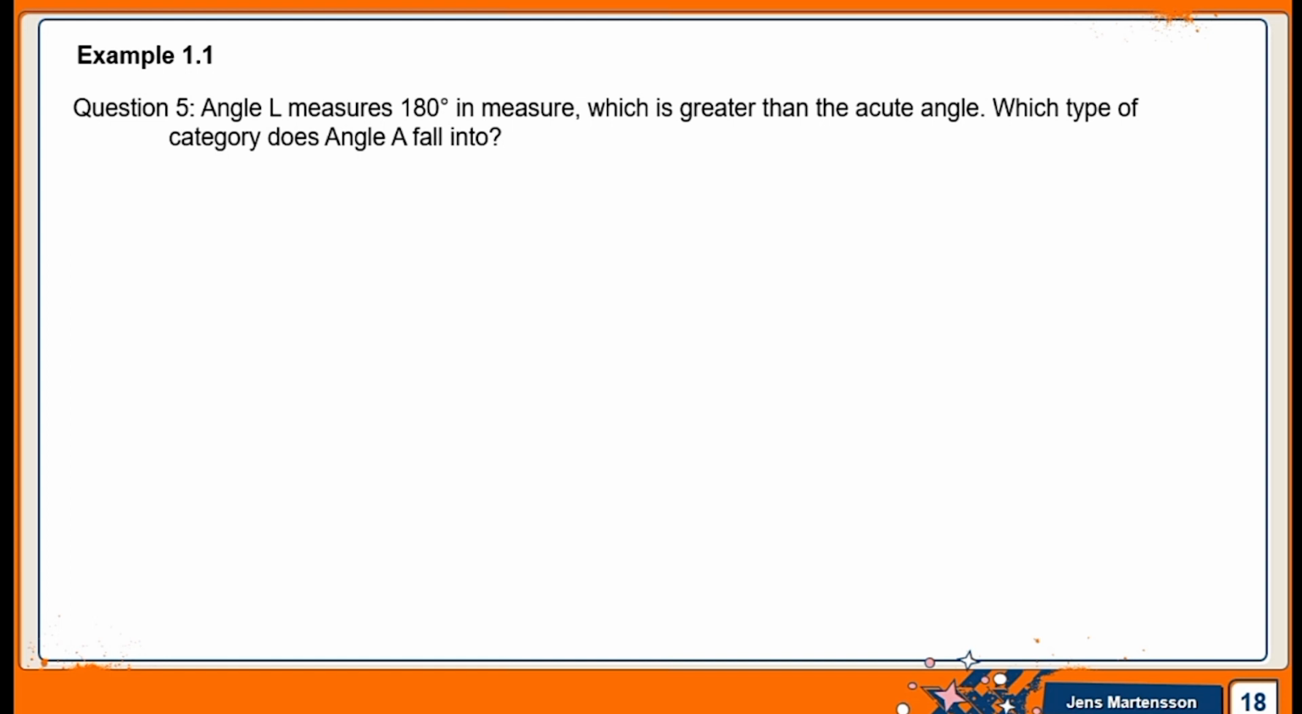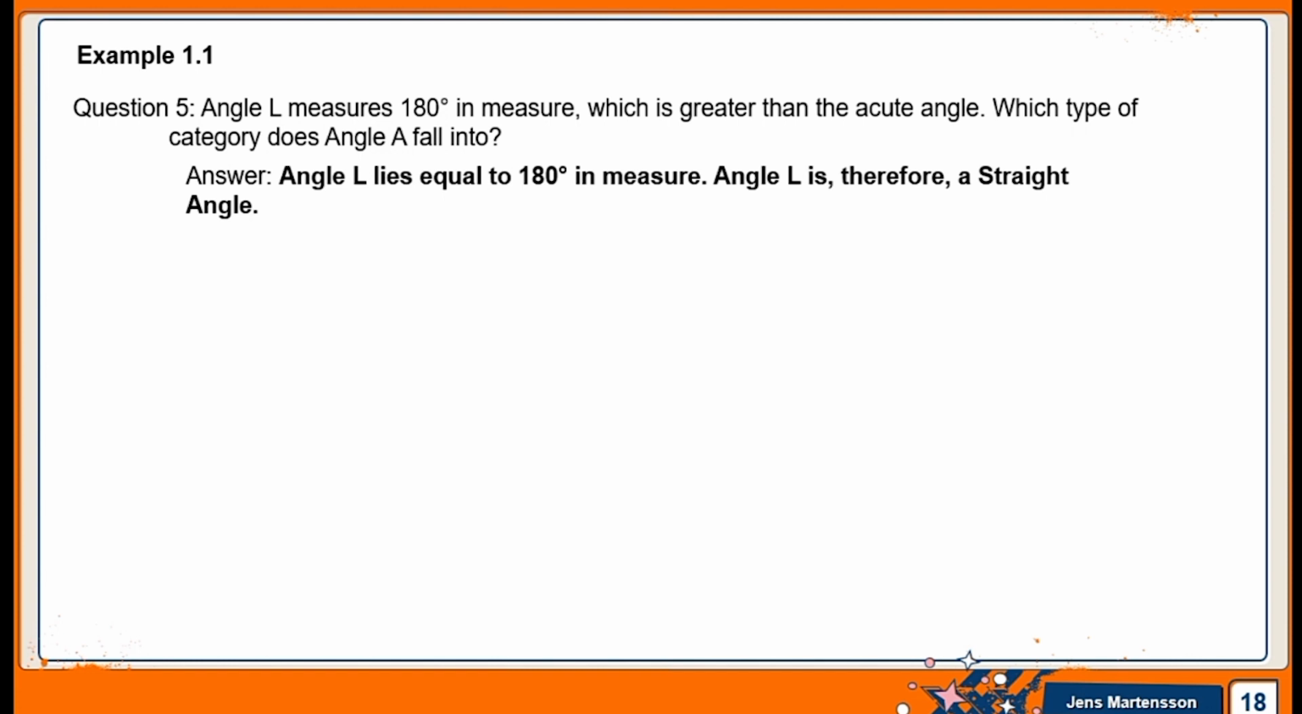Question number 5. Angle L measures 180 degrees in measure, which is greater than the acute angle. Which type of category does angle L fall into? So go back to the definition earlier, and then try to answer this one. Just pause the video, okay? Or maybe you can just recall, and then try to answer. So the answer is: angle L is equal to 180 degrees in measure. So angle L is therefore a straight angle.